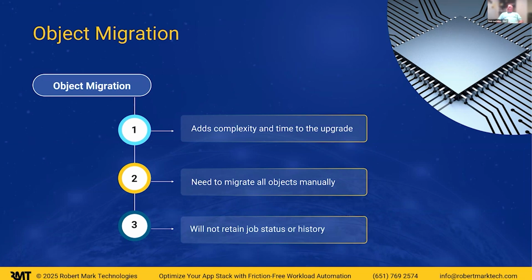And then the other problem with doing an object migration is you don't retain any of the job statuses or any of the job histories. So all of those jobs will come into the database as new objects.